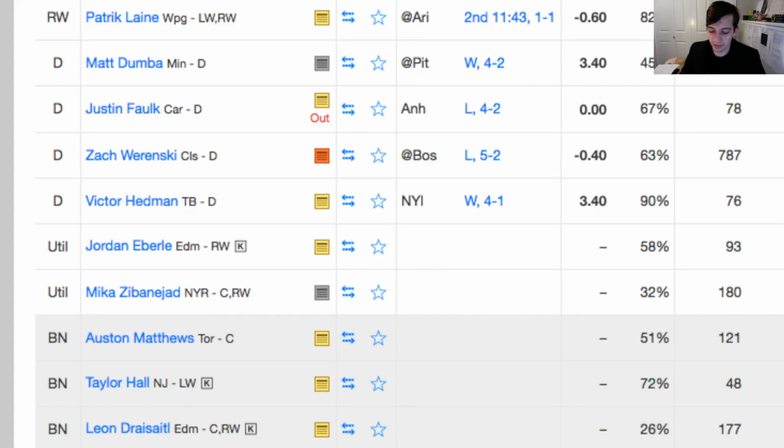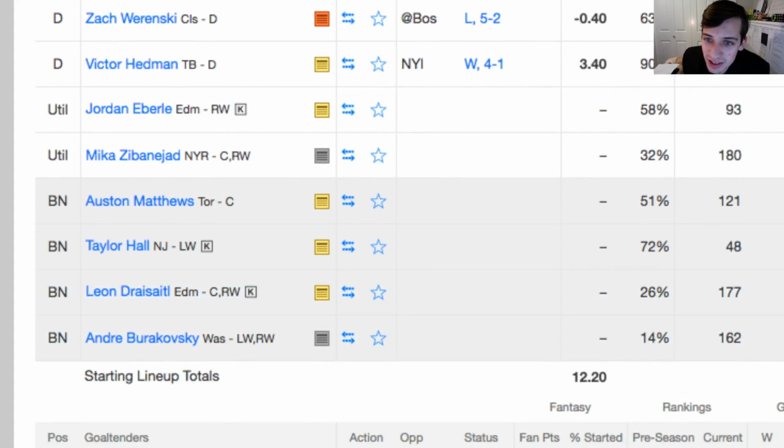Mika Zibanejad. It's harder with my glasses off, but I look dumber with my glasses on. Mika Zibanejad. Sure. Austin Matthews, Taylor Hall, Leon Draisaitl. What? Why is there an L at the end? Fuck you.